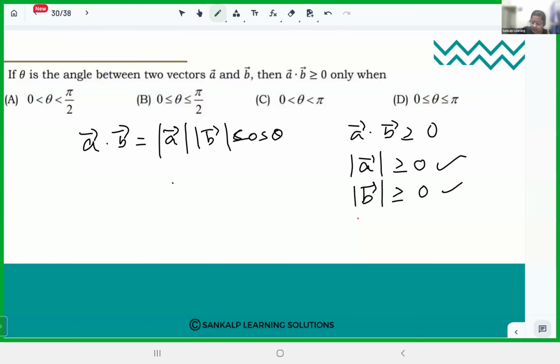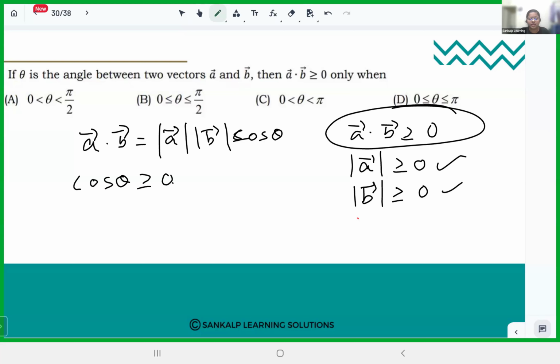So if A dot B, if this condition should be satisfied, then what is the determining factor there? Cos theta, isn't it? If cos theta is less than 0, the total product, that is A dot B, will become less than 0. If cos theta is greater than 0, then A dot B will become greater than 0. Isn't it? Because magnitude of A and magnitude of B is always greater than or equal to 0. So what you have to do, you have to check for which values of theta is cos theta greater than or equal to 0. Okay. Cos theta greater than or equal to 0. We have got the condition.